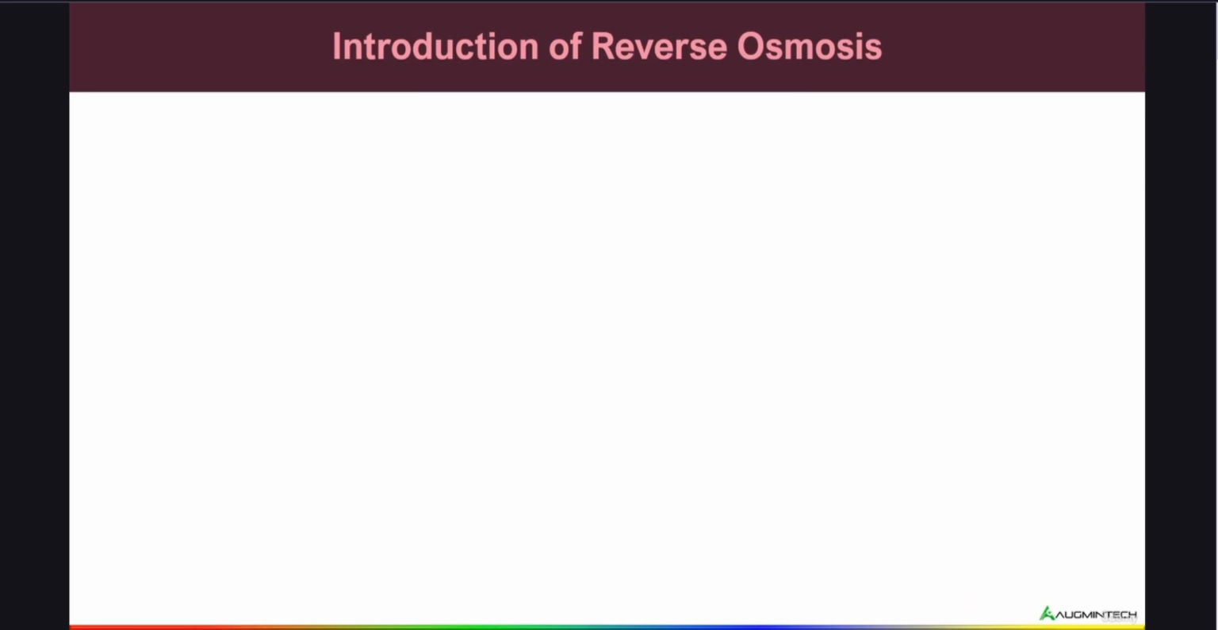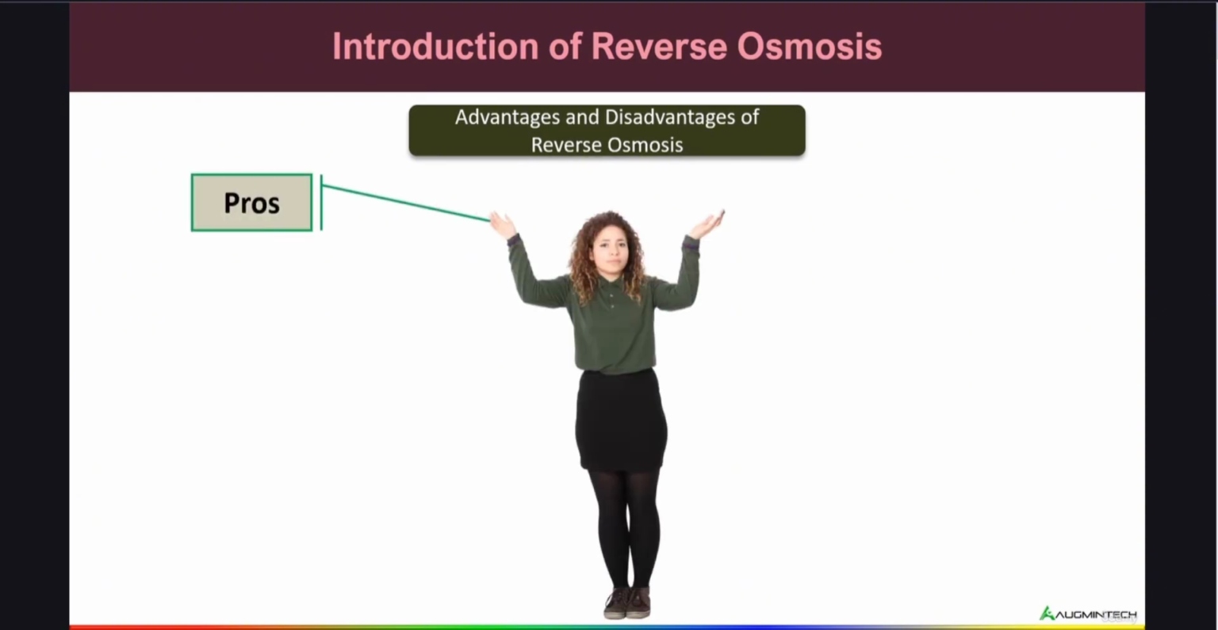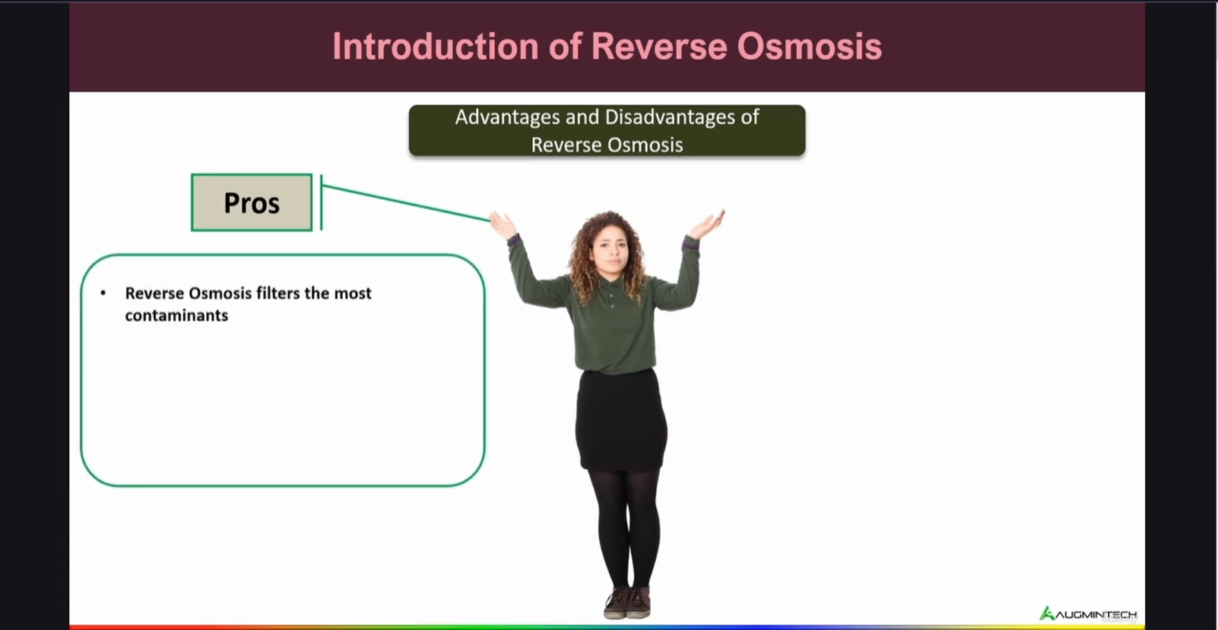Now we are going to discuss the advantages and disadvantages of reverse osmosis. So first we will discuss the pros. The first point we have is that reverse osmosis filters the most contaminants. When it comes to removing the most contaminants, reverse osmosis stands out from the water filtration pack. The Environmental Protection Agency (EPA) cites reverse osmosis as one of the most effective in eliminating all disease-causing organisms and most chemical contaminants.